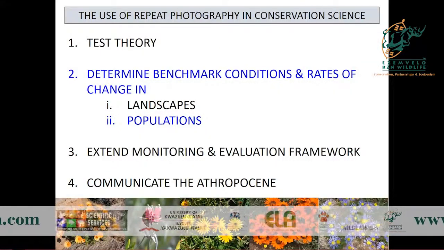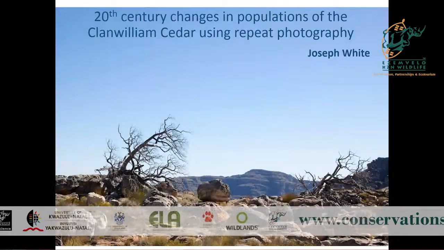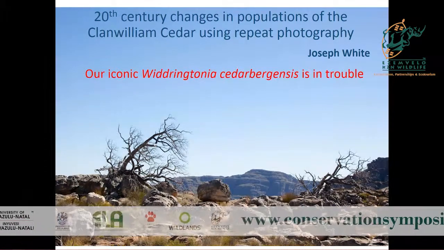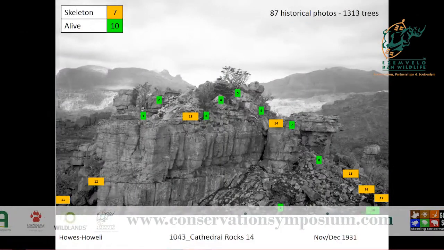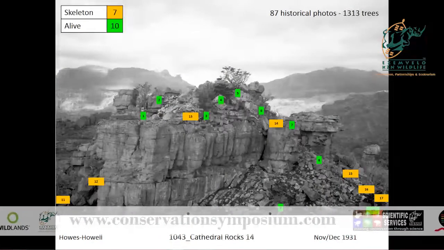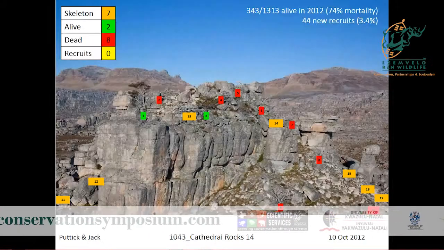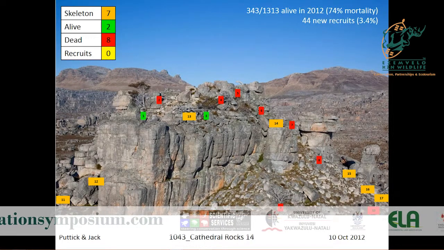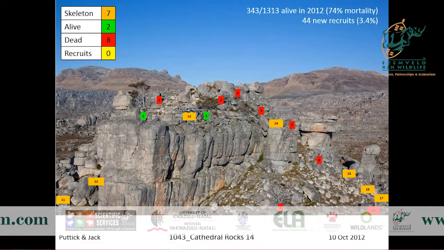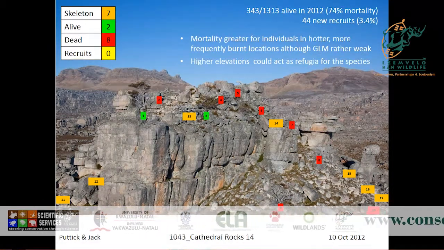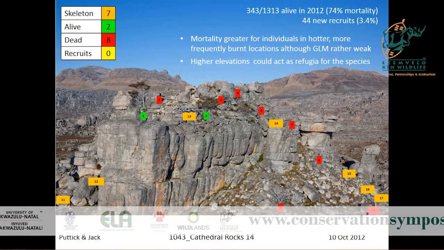Okay, I'm just going to suggest that we can also use these photographs to look at populations, such as the Clan William cedar. And there have been several reasons for why they have declined. But we can count these individuals using this photograph. So here we had 7 were already dead in the 1930s, 10 were alive, and here we have only 2 alive out of the 10. So we can get a sense of what the mortality has been like over time, and we can model these things based on various parameters that we can get from the photographs.